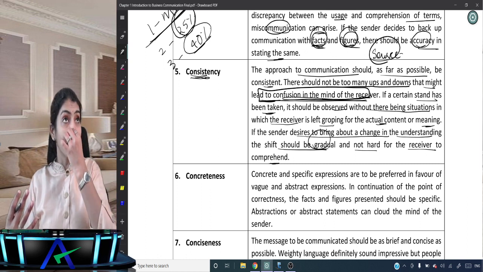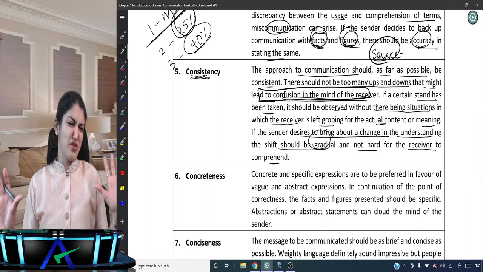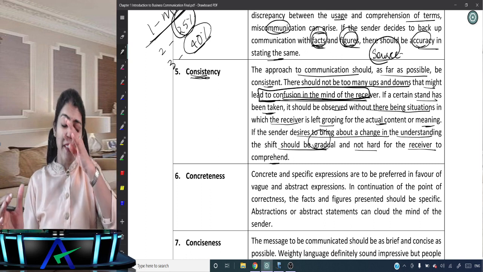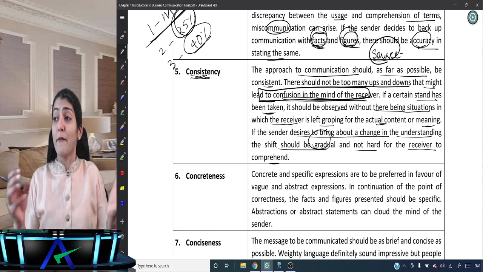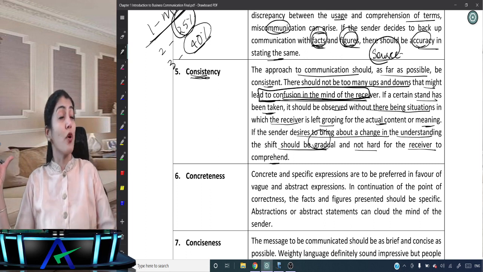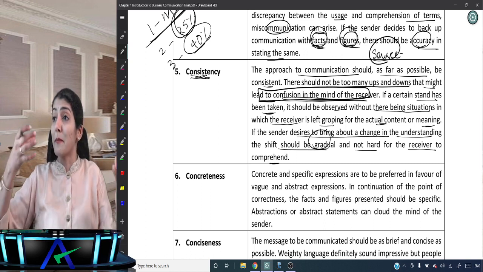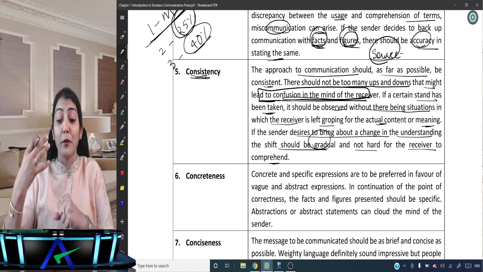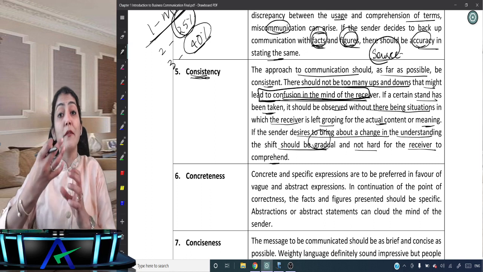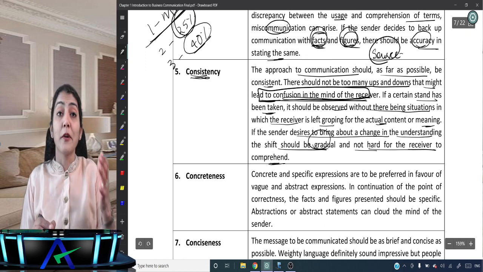Say earlier you decided that you'll take science, and now there is a change in your mind. You say no, physics, chemistry, biology, maths, PCM, PCB. You say no, I want to change to commerce, now I want to explore the business world. I want to see what the stock market is, what all this analysis is, the balance sheet, profit and loss. Now you want to shift from science to commerce and convince your parents for the same. So it says the shift should be gradual and not hard for the receiver to comprehend.